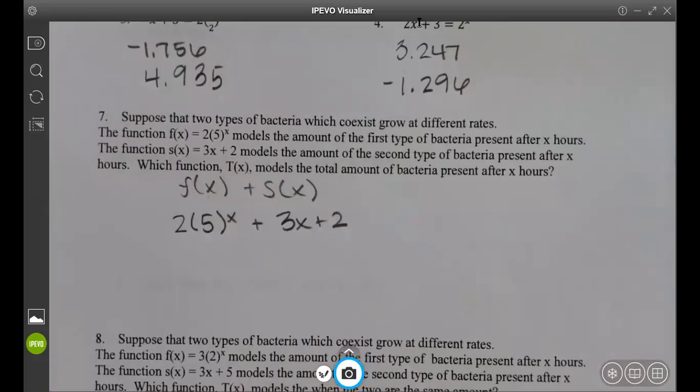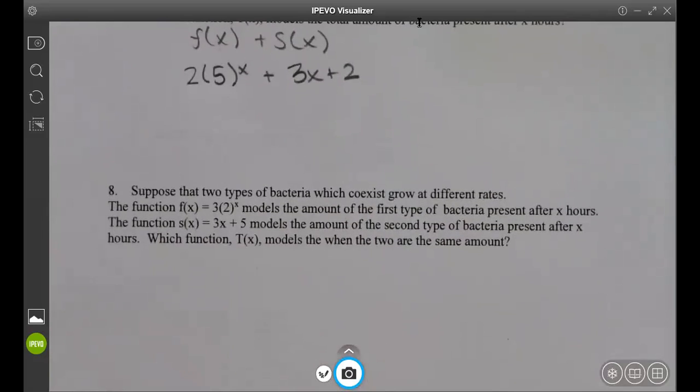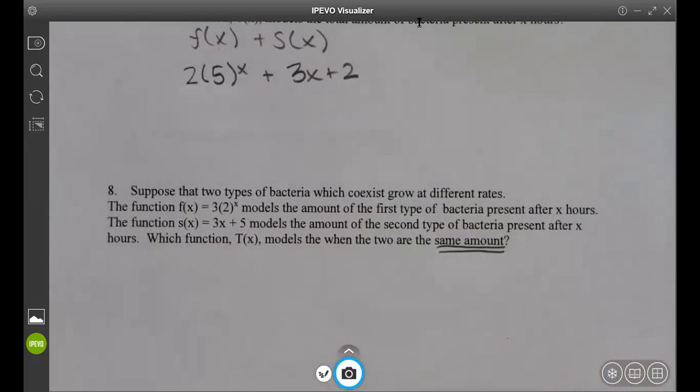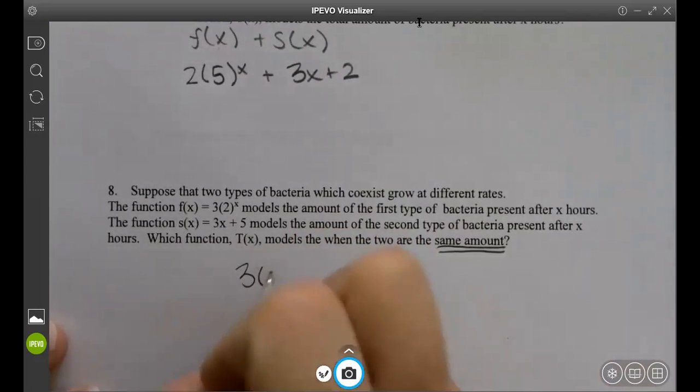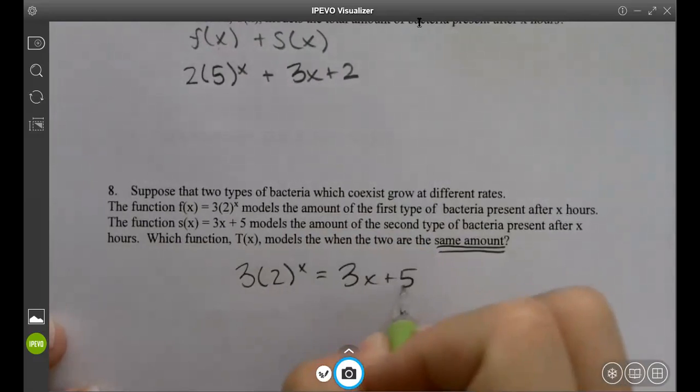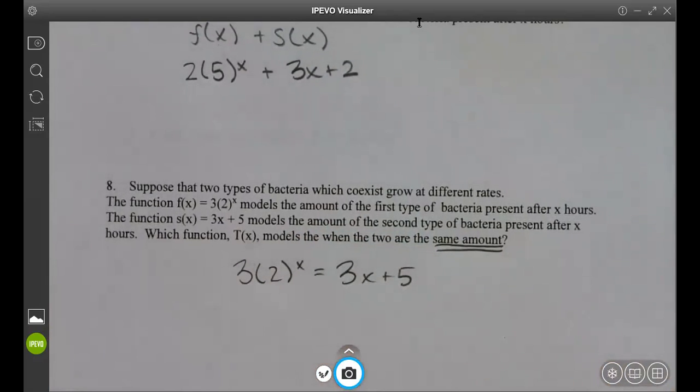On the last one, it says, what happens when the two are the same amount? What does it mean for them to be a same amount? They're equal. So we're using equal marks. That means the first one is equal to the second one. All I wanted you to do was set it up. That's it. Any questions on those? So total is add, same amount is equal.